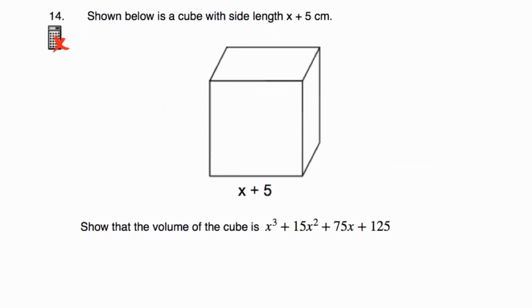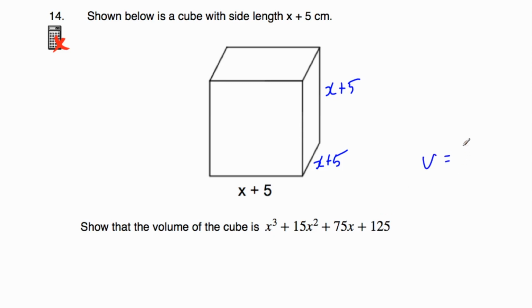So question number 14 says, shown below is a cube with side length x plus 5 centimeters. So this side length is x plus 5 centimeters. Now it's a cube, so that means that all the side lengths are the same. So if that's x plus 5, that's x plus 5, that's x plus 5. Actually, all of them are x plus 5. We've been asked to show that the volume of the cube is x cubed plus 15x squared plus 75x plus 125.